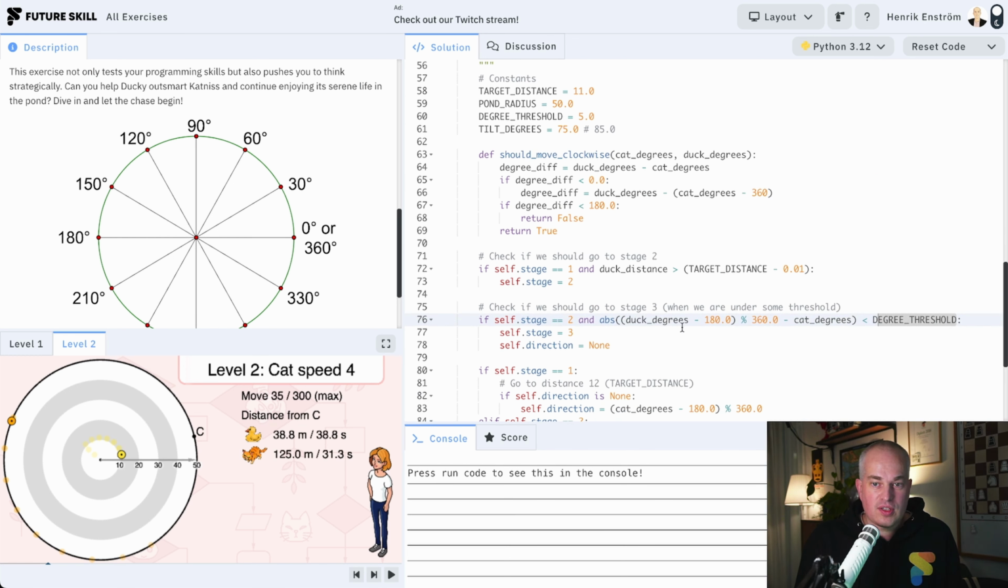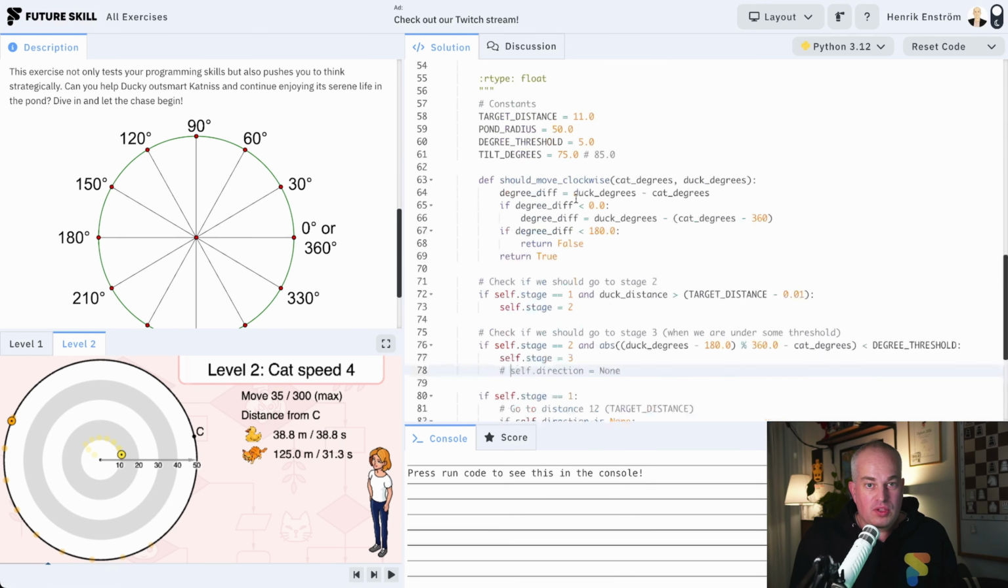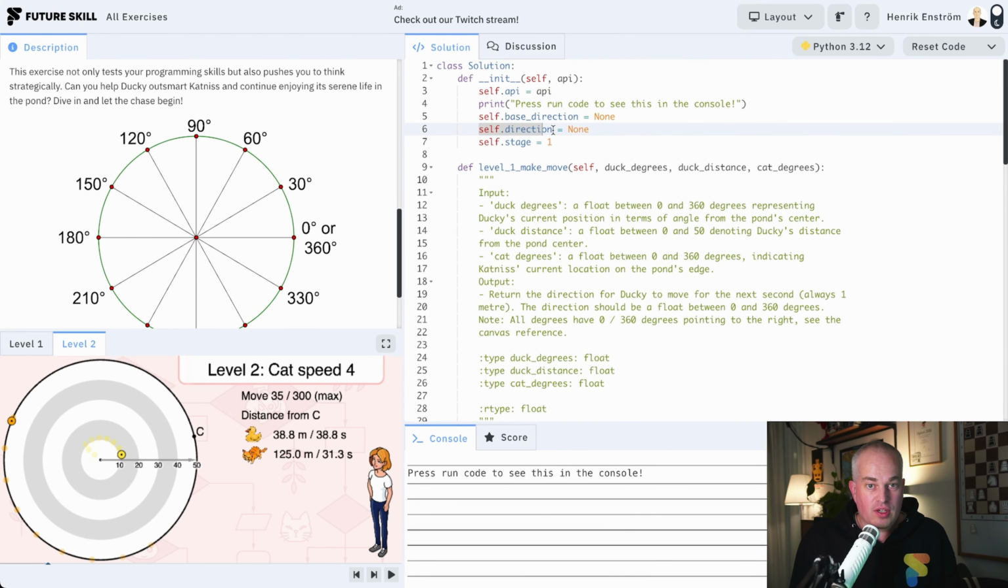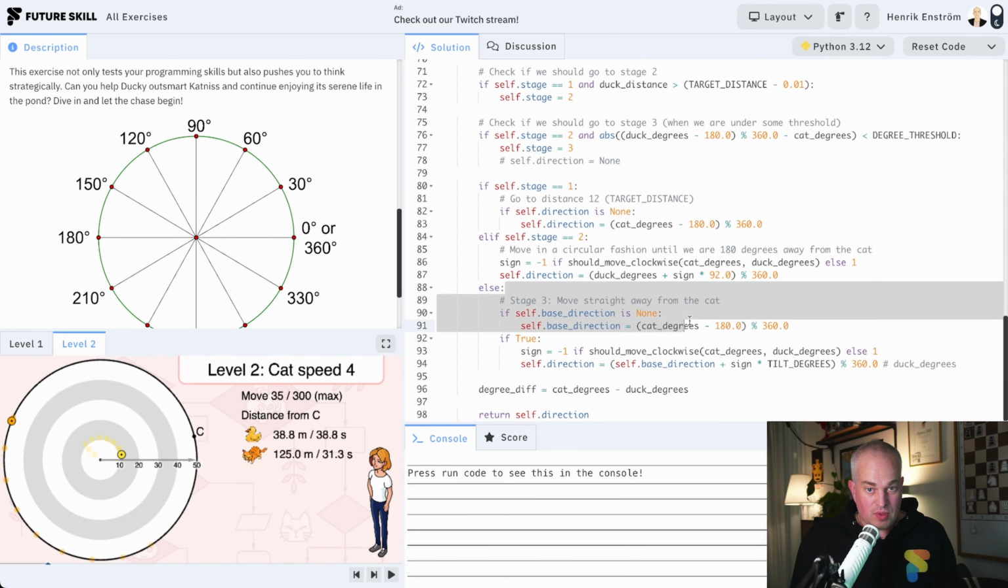So now we know we are opposite of the cat. Then we go to stage 3. And we start off by setting direction to none, because we're going to set it again now. Actually, we don't have to do that anymore, I realize, because I'm using a base direction now. So what we're doing, we have the direction on the class. We also have a base direction, which I'm going to show now. When we go to stage 3, here, we check if self-base direction is not set yet. Then we just calculate base direction to be the opposite direction from where the cat is currently.